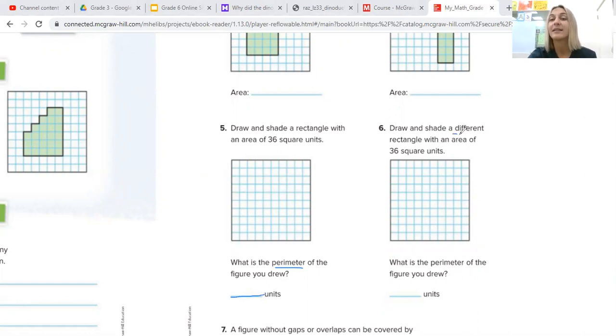Then you're going to shade a different rectangle, but it still has 36 square units. So it cannot look just like this one. They don't look the same, but they have the same area. And then find the perimeter for this one. The perimeter should be different, right? Like on the first page with our 20 square units. They had the same area, but different perimeter.